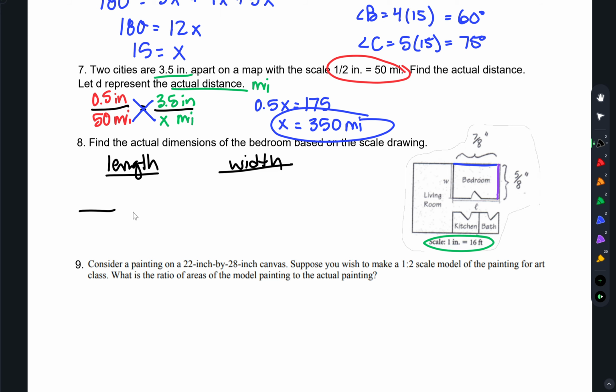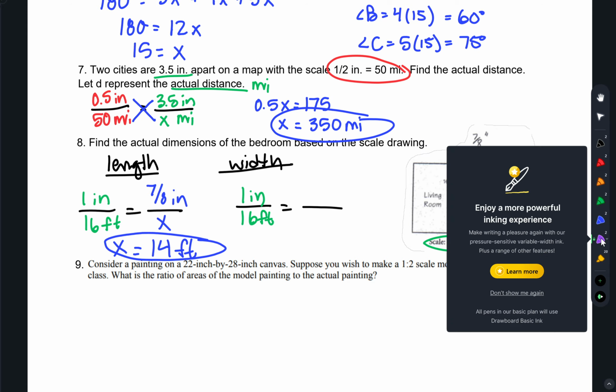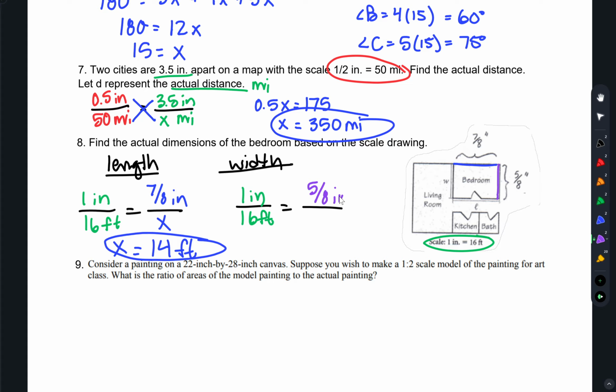Again, I like to put in my scale factors first. So my scale factor is 1 inch to 16 feet. And then it's pretty easy to just line the rest of it up. 7/8 of an inch to I don't know how many feet. That, when I cross multiply, gives me 14 feet. Same thing over here. 5/8 of an inch to I don't know how many feet. Gives me 10 feet. Any questions on that?